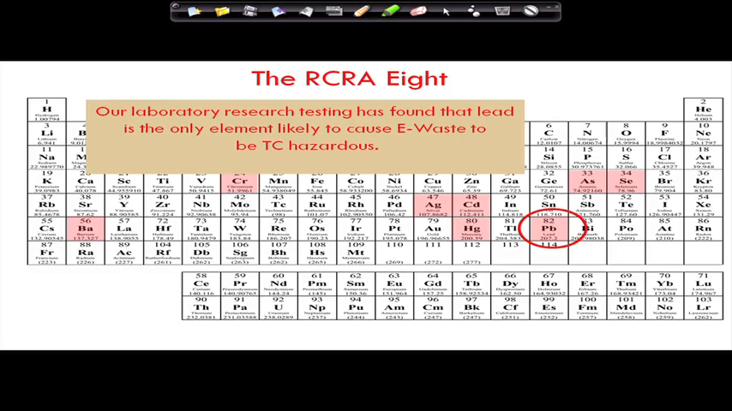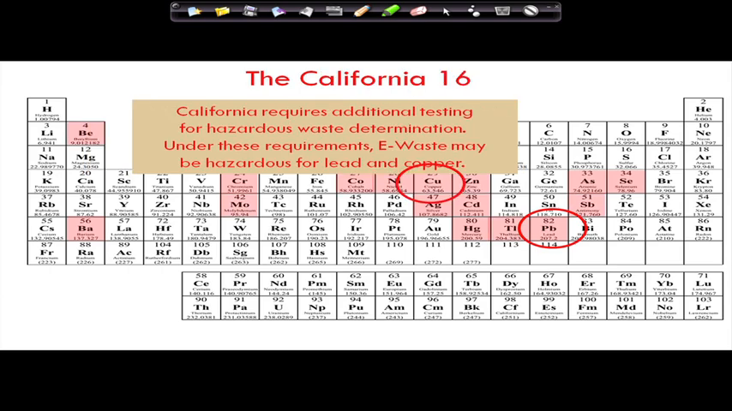There has been some research done, and in our lab as well, we found that lead is the only element causing e-waste to be TC hazardous, but other things also do leach out. Then there is a California 16. California has an additional test for hazardous waste determination. Under this requirement, e-waste may be hazardous for lead and copper, so you need to check whether it's there, in case you have been asked to do that.